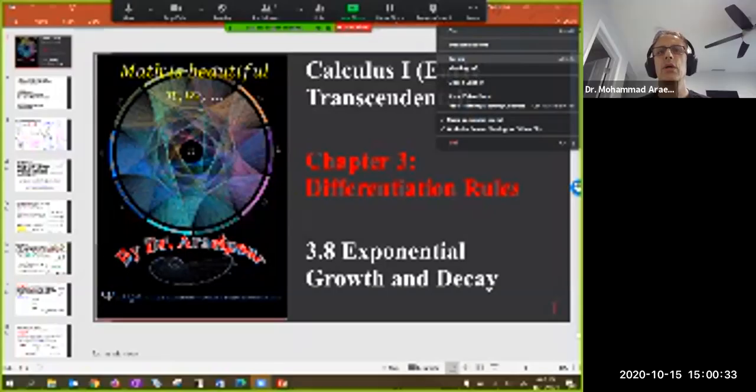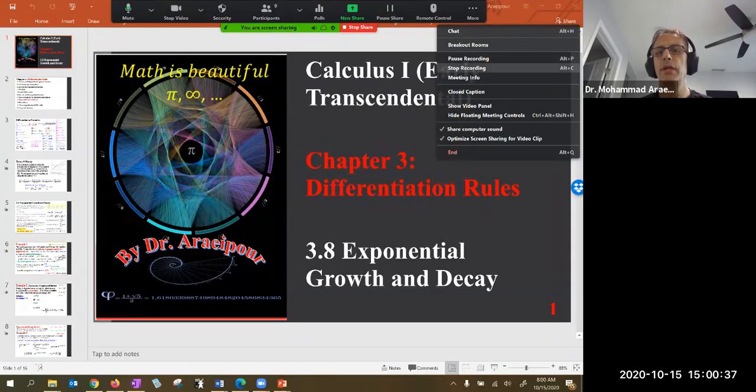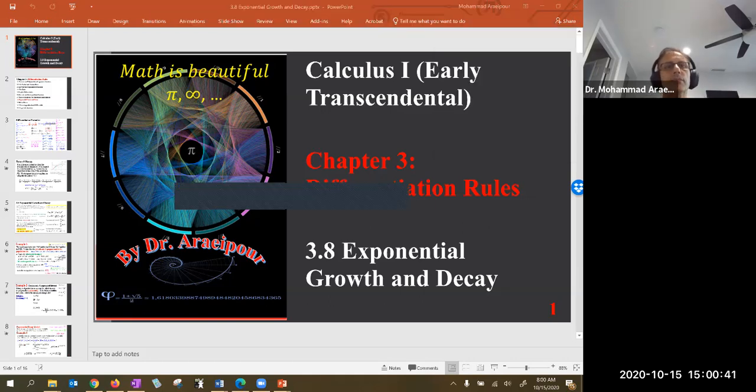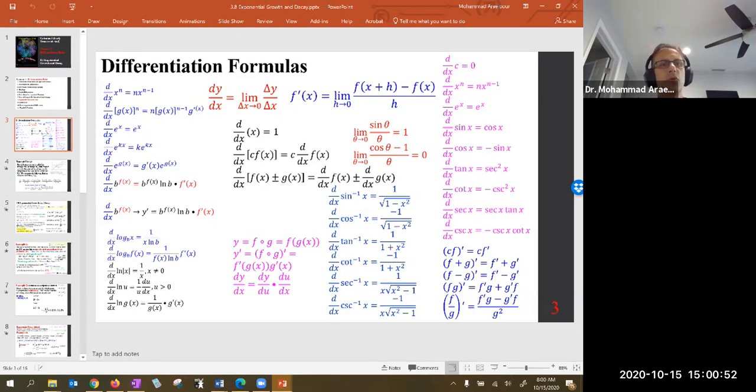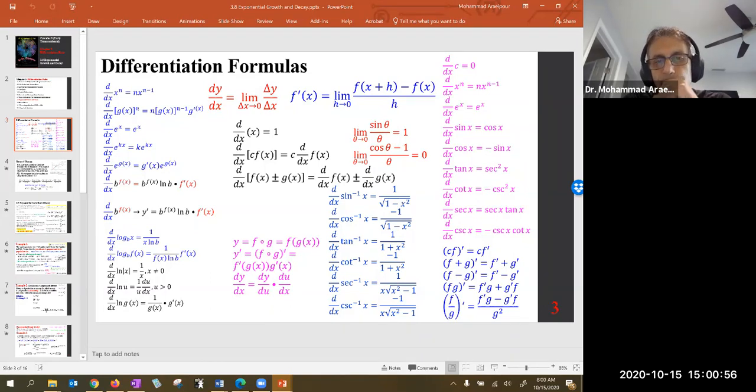Good morning, class. We are looking at section 3.8 Exponential Growth and Decay. We have a lot of differentiation formulas that we should be comfortable with in order to move on.